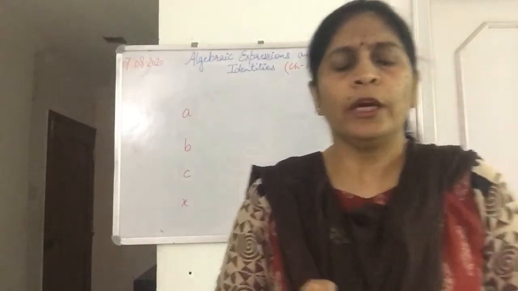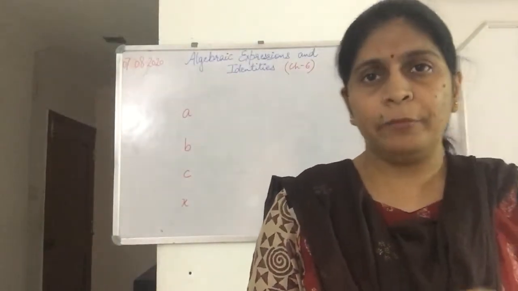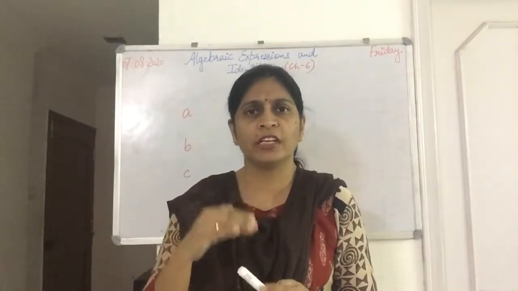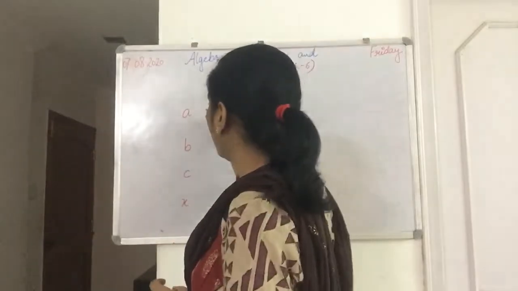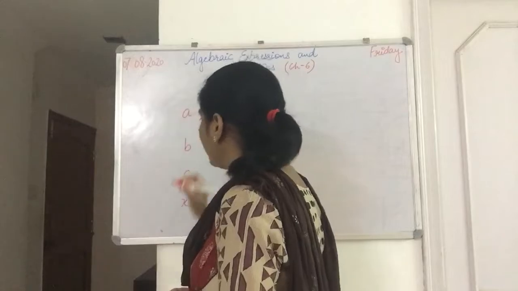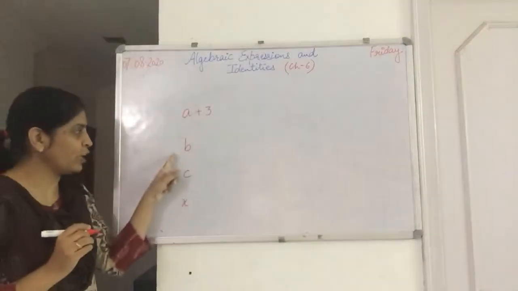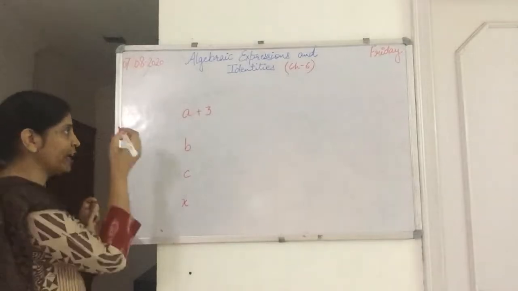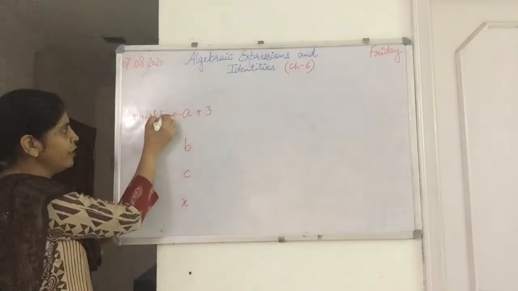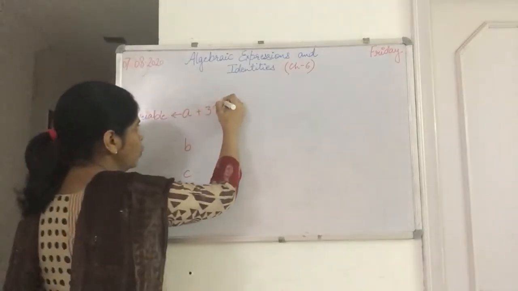Now students, if I am saying that my sister is 3 years elder than me, it means she is 3 years more than me. More means plus, and 3 is the years. In this case, the number which is unknown to you, whose value you don't know and which can be anything, is called a variable, whereas this is called a constant.